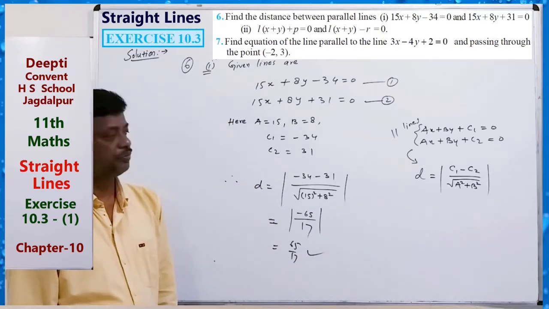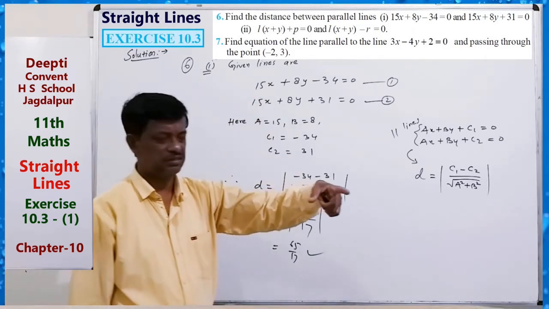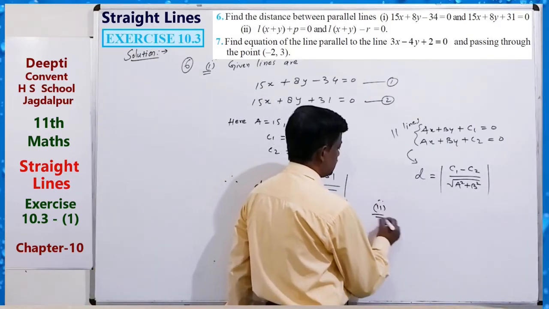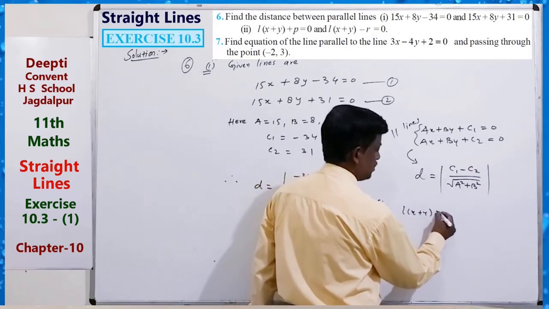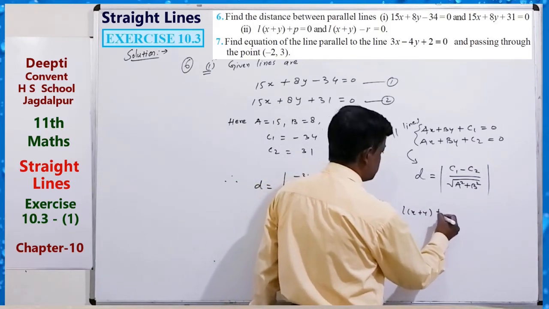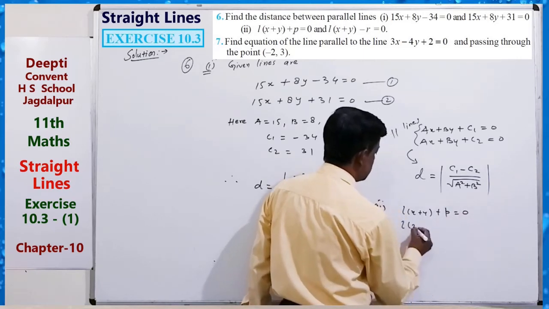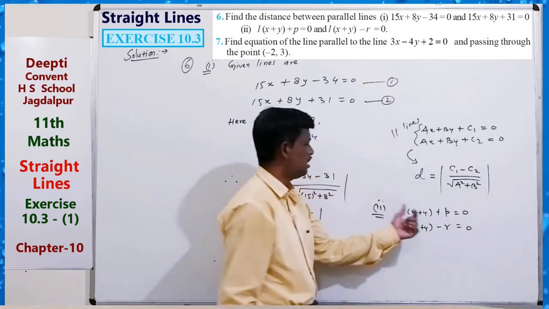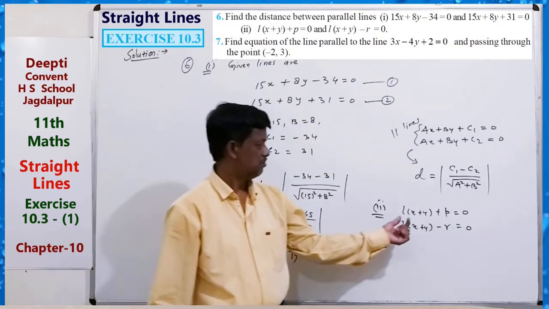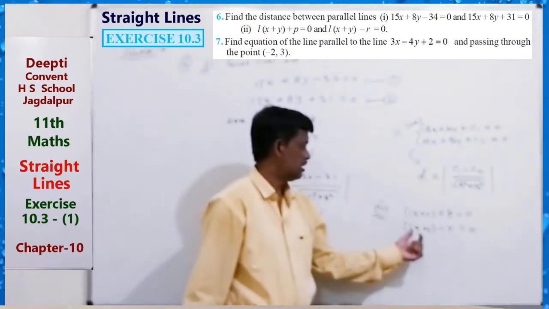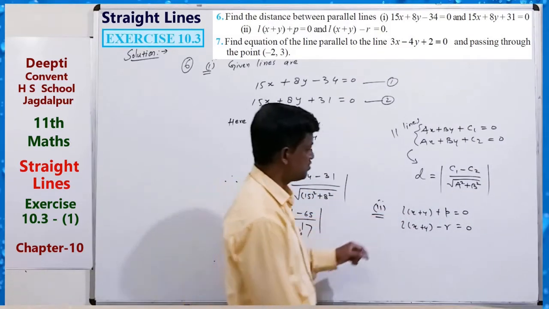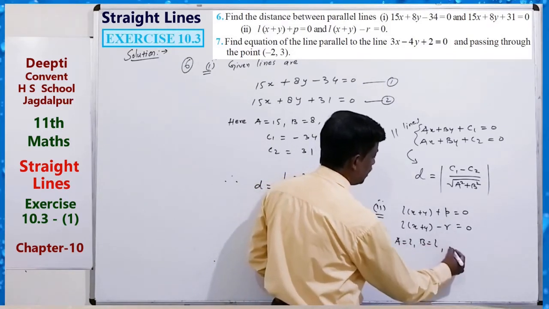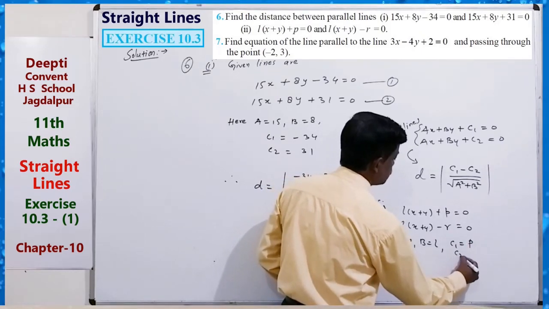Okay. Similar to the second question. The second question is given like this: Lx plus y plus p equals to 0 and Lx plus y minus r equals to 0. These are parallel lines. Constant terms are: capital A equals to L, capital B equals to L, and C1 equals to P, and C2 equals to minus R.